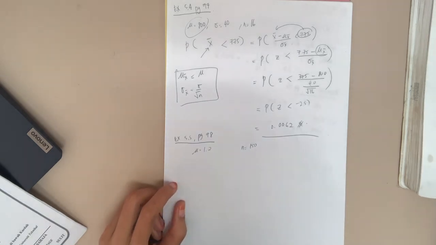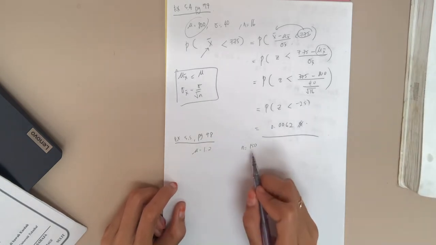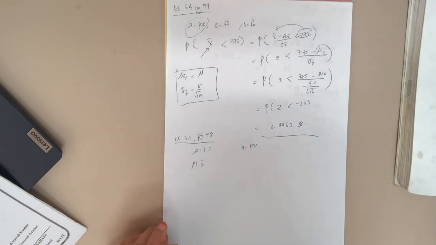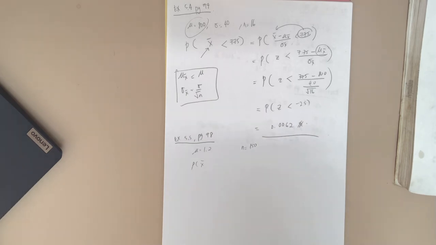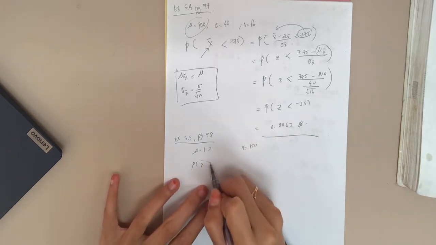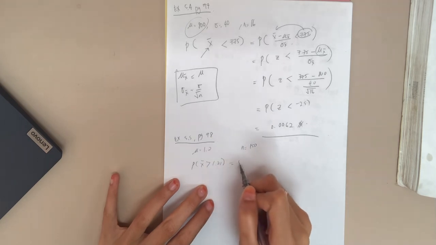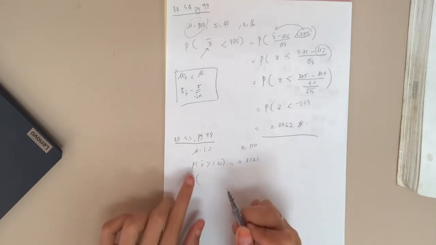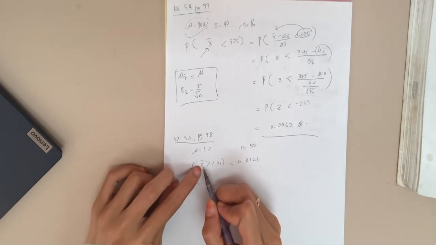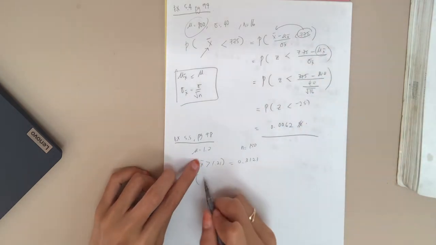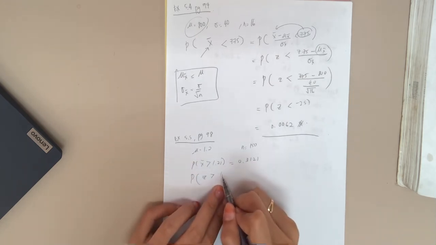So your mean, your n. Now the question asks you to find the standard deviation. What is the population standard deviation? So what we do is X bar more than 1.21, and the probability is equal to 0.3121. So class, just follow the previous example. What we should do is just substitute into the formula. So it will be Z greater than 1.21 minus mu.